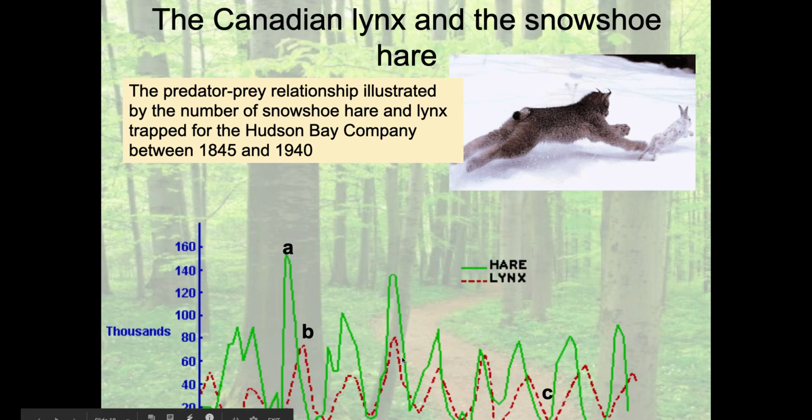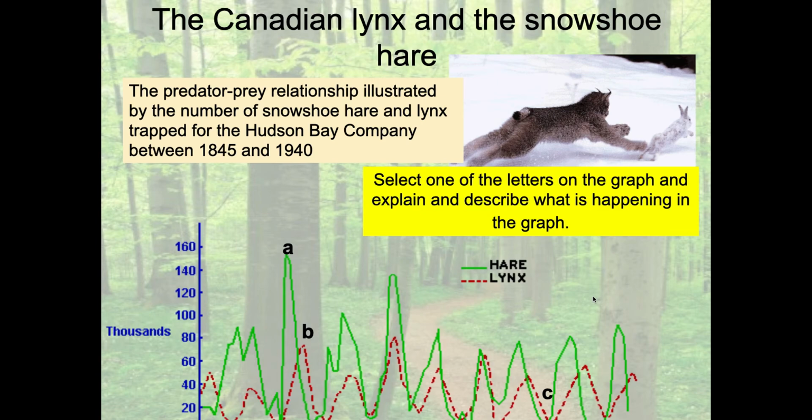High point, low point, high point, low point, high point, low point. So we were talking about stable communities early on in the lesson, and you can see how the definition of stable community is being followed here. These populations are going in cycles. Population of the prey and the predator. So, select one of the letters, explain and describe what's happening in the graph. So think about that, and then having paused the video, restart the video and see the answers.